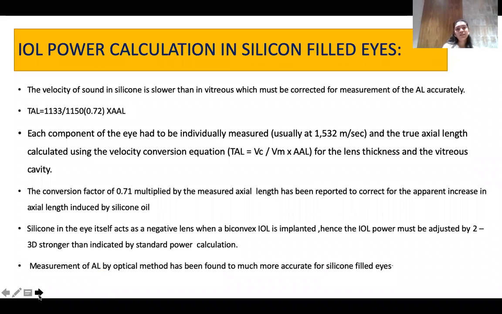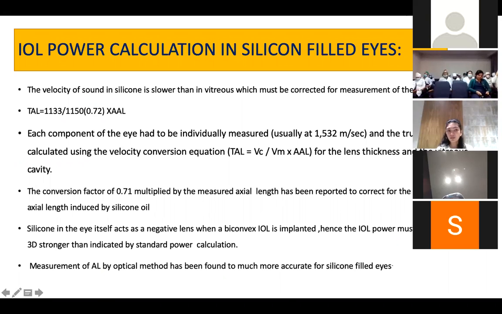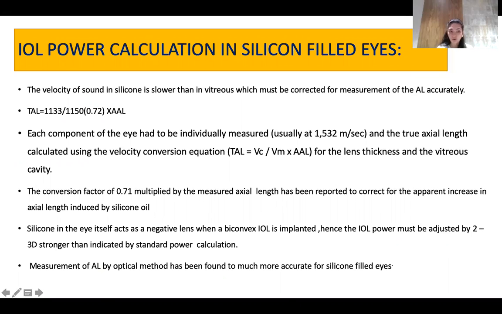Now, the next challenging situation is calculation of biometry in silicone-filled eyes. With the traditional ultrasound method, you apply a conversion factor of 0.7 to the measured axial length to correct for the apparent increase in the axial length induced by silicone oil. However, to make things less cumbersome, the ideal method would be to measure it using an optical biometer. Next slide, sir.